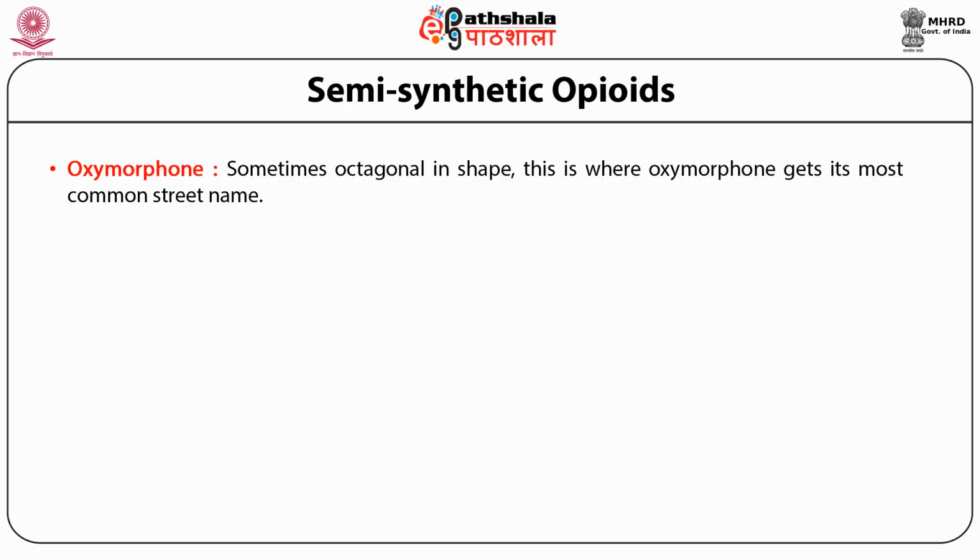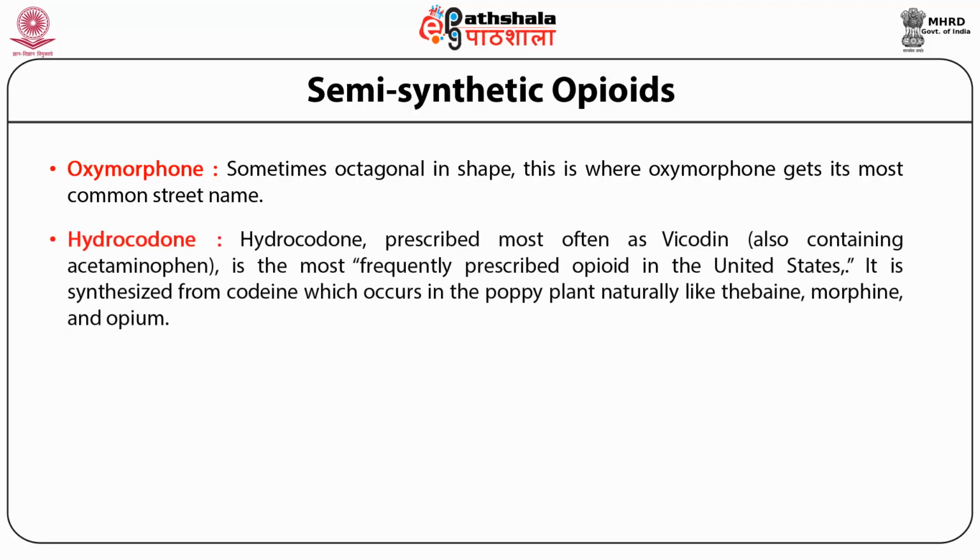The next semi-synthetic opioid peptide is hydrocodone. Hydrocodone is prescribed most often as Vicodin, also containing acetaminophen. It is the most frequently prescribed opioid in the United States, and it is synthesized from codeine, which occurs in the poppy plant naturally, like thebaine, morphine, and opium. So again, it is derived from the opium plant.